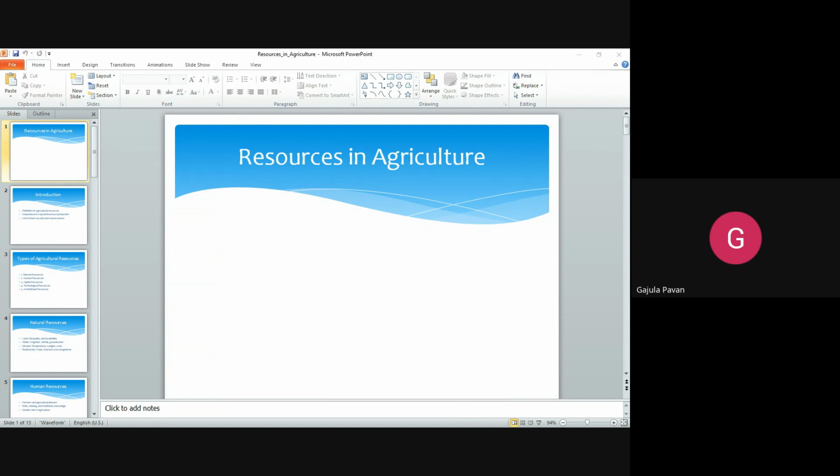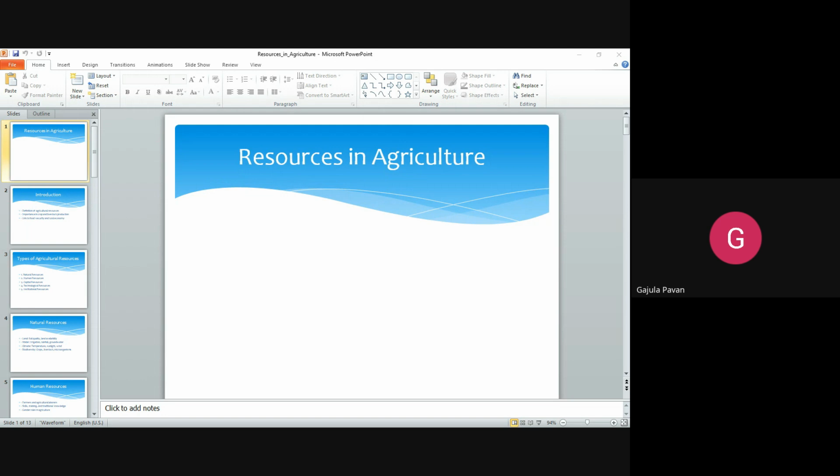And the second type is the human resources. So farmers and agricultural laborers, skills, training and traditional knowledge, gender roles in agriculture. In human resources, the first resources are the farmers and another one is agricultural labor. In that there are skilled farmers and skilled laborers, some farmers and laborers who are in training, some who have traditional knowledge, and there are gender roles in the agriculture sector. So these are some human resources in agricultural resources.